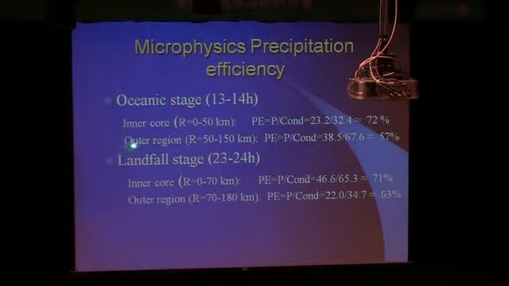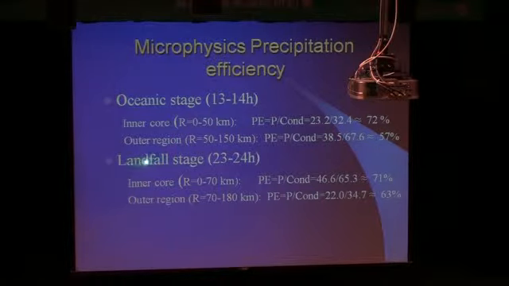However, over the outer rain band region, for the area with the radius of 50 to 150 kilometer, the total microphysics precipitation efficiency would be something like 57%. So the precipitation efficiency in the inner core is much larger than the outer rain band region.